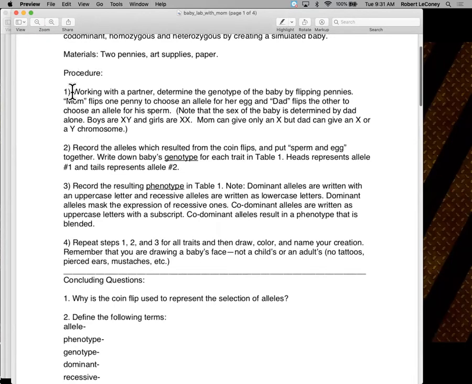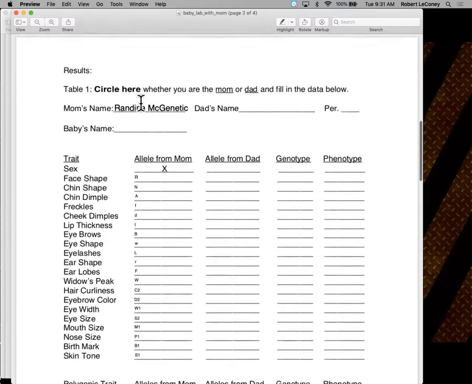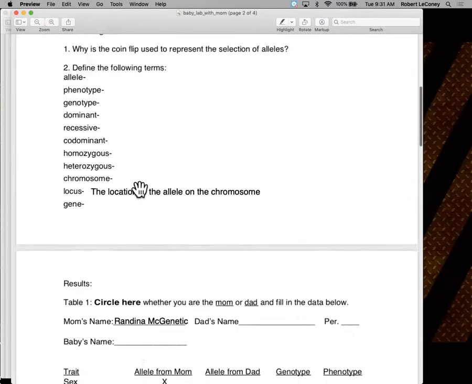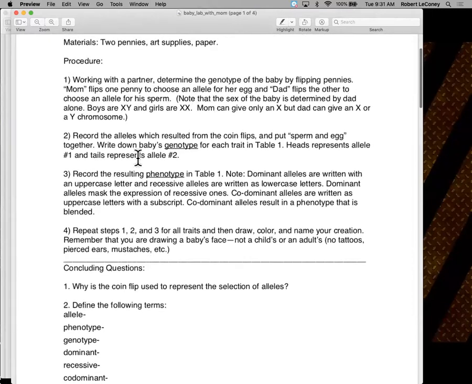Procedure: working with a partner, which is filled out for you already. Determine the genotype of a baby by flipping pennies. Mom flips 1 penny to choose an allele for her egg, and dad flips the other penny to choose an allele for his sperm. Note that the sex of the baby is determined by dad alone. Boys are XY and girls are XX.